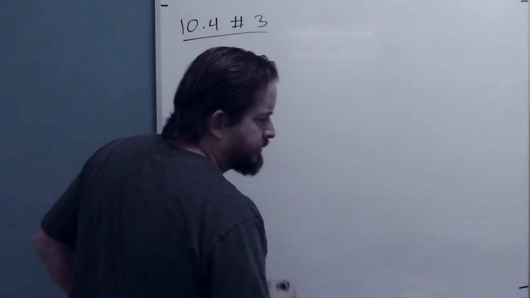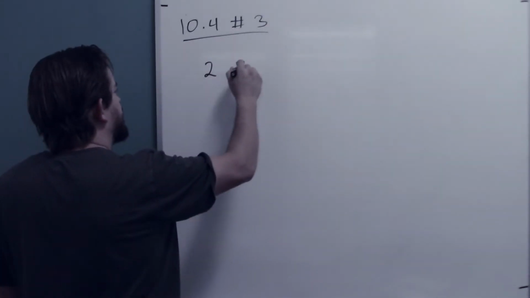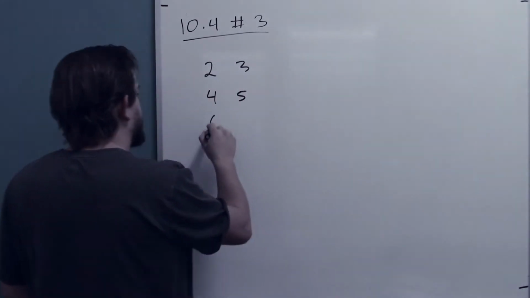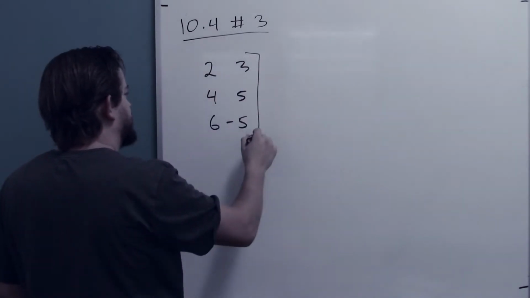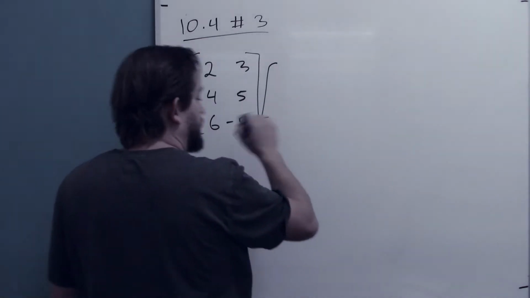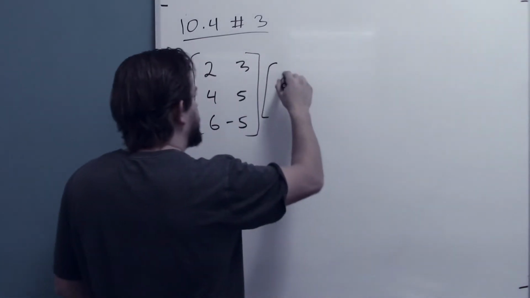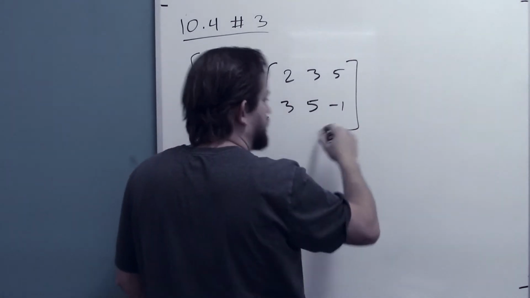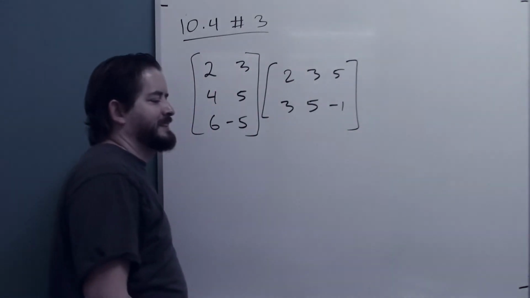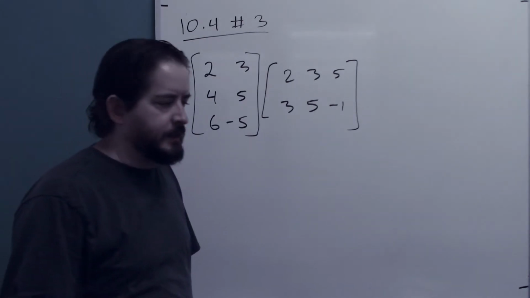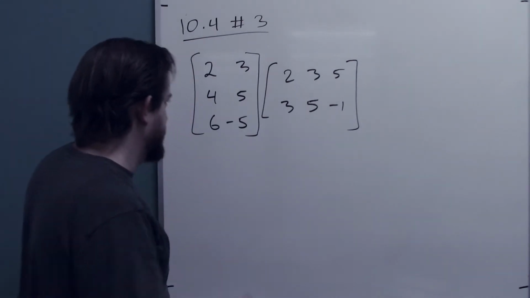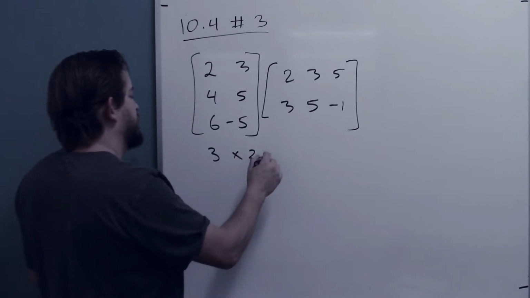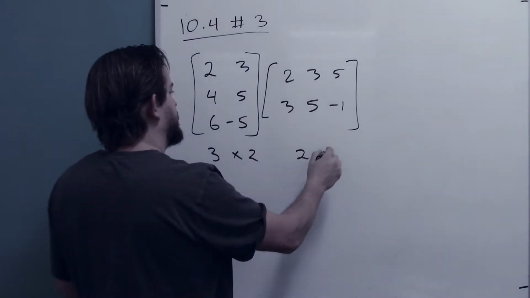The first matrix has rows 2, 3, 4, 5, and 6, negative 5. The second has rows 2, 3, 5, and 3, 5, negative 1. So the question is, can we even do it? It's not even asking us to do it yet. Can we do it? So this is a 3 by 2, and this is a 2 by 3.